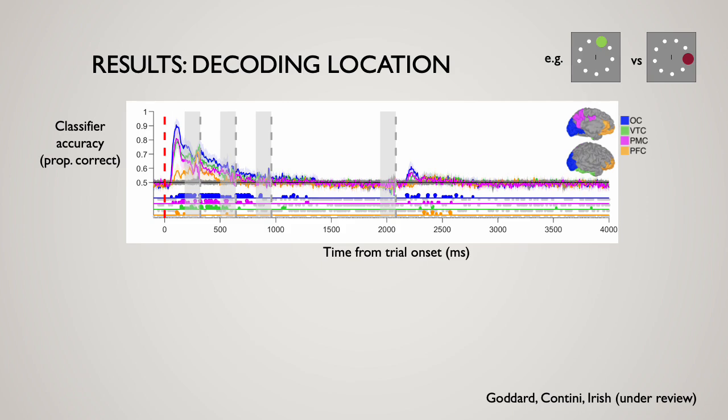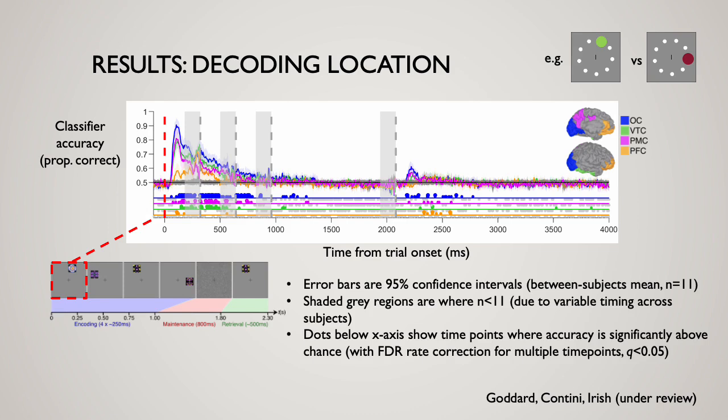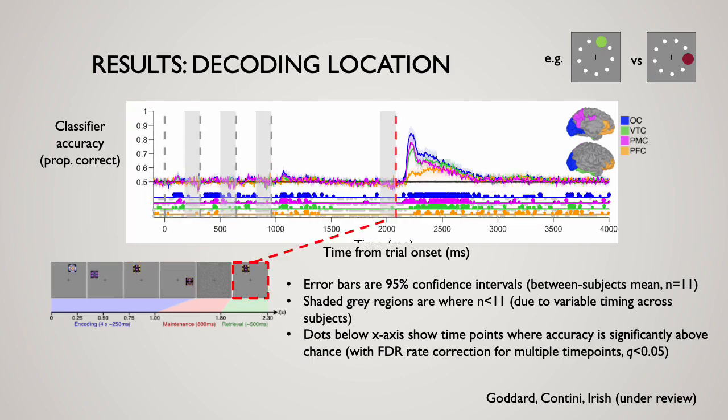Here you can see the classifier accuracy for decoding location. The red lines indicate stimulus onset, so here we're looking at decoding the location of the first encoding item. We calibrated the task difficulty for each participant, so the shaded regions are where the data is averaged across fewer than the total of 11 participants. And we have this decoding data for each of the encoding stimuli, and also for the retrieval stimulus.